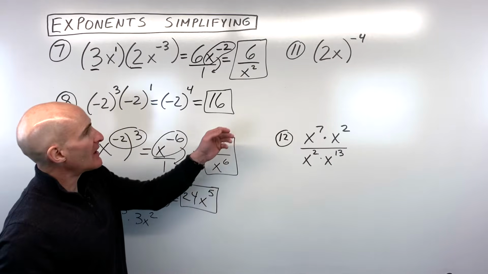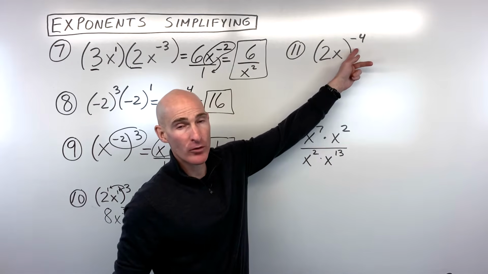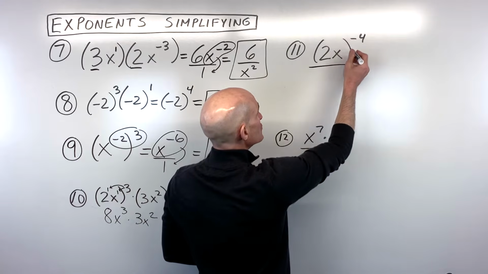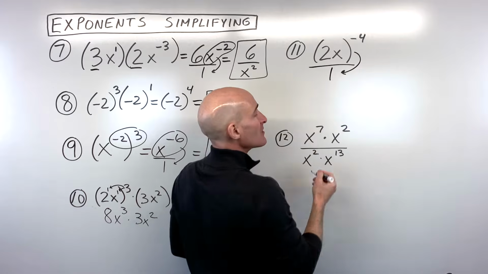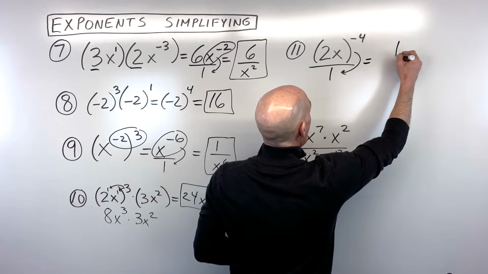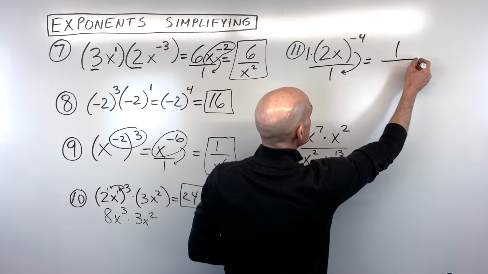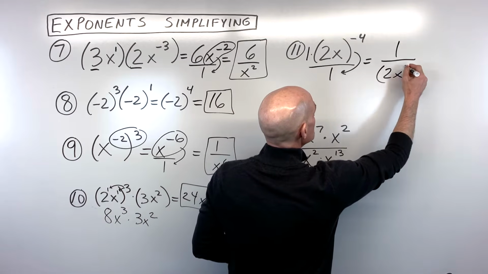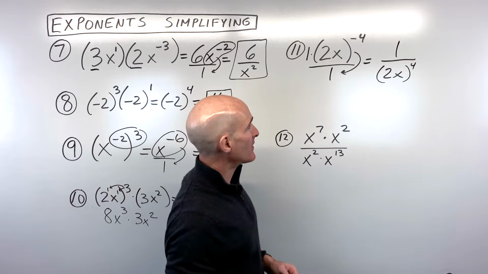Okay, for number 11 now, this one's kind of interesting. We have the quantity 2x raised to the negative 4th power. So because this is in parentheses, this whole group, and it's raised to that negative exponent, I'm going to take this whole quantity and move it to the other side of the fraction. That's like taking the reciprocal. So this becomes 1, and just remember, this is kind of like a 1 here. 1 times anything is itself, so there's just a 1 left in the numerator, and then this whole quantity, 2x to the 4th, is now a positive exponent.